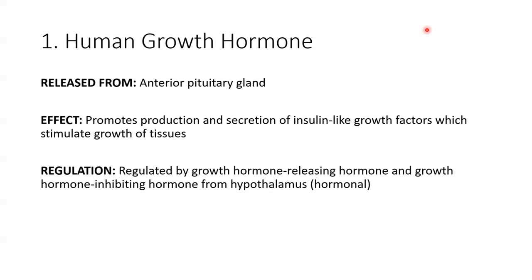Human growth hormone is influenced by, and can also affect, blood glucose concentration. It increases the amount of glucose in the blood, and as human growth hormone stimulates growth, having higher levels of glucose in the blood is really advantageous. Now, human growth hormone is regulated by growth hormone releasing hormone and growth hormone inhibiting hormone, which are both hormones released from the hypothalamus, making it a hormonal method of hormone release.